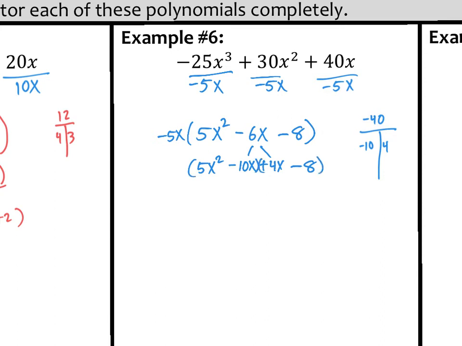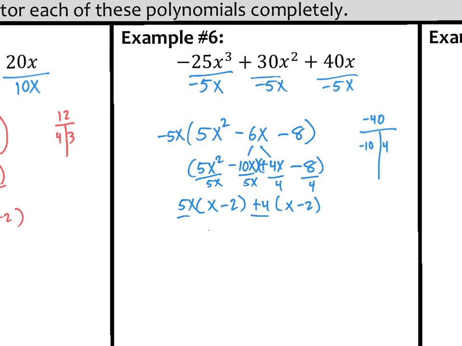Common between 5x squared and negative 10x is 5x. 5x squared divided by 5x is x. Negative 10x divided by 5x is negative 2, or minus 2. 4x minus 8, common between those, I can divide both those by 4. Put my plus 4. 4x divided by 4 is x. Negative 8 divided by 4 is minus 2.